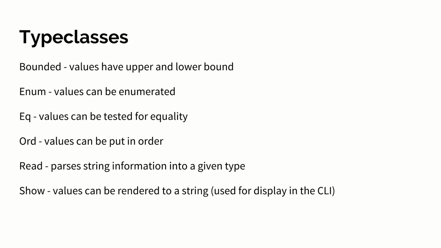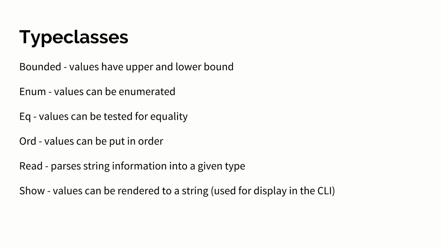Before we move forward, let's quickly review some of the type classes we've already mentioned, as well as one or two new ones. The Bounded type class describes types whose values have an upper and lower bound. The Enum type class describes types whose values can be directly enumerated. The Eq type class describes types whose values can be tested for equality or inequality. The Ord type class describes values that can be put in order. More specifically, it describes types whose values can be compared using less than, greater than, less than or equal to, or greater than or equal to.